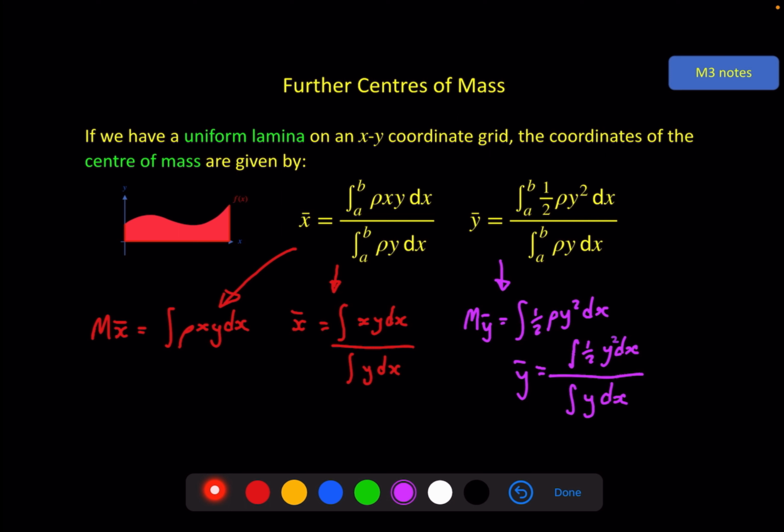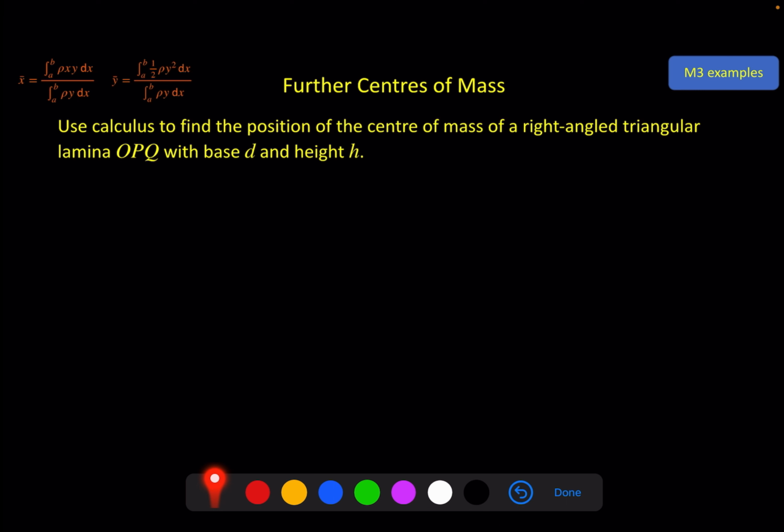There are 6 examples in the textbook. I'm going to go through each one of them to try and emphasize that point. First example here: use calculus to find the position of the center of mass of a right-angled triangular lamina OPQ with base D and height H. First of all, let me put that on a grid. The base is D and the height is H, and it's coming out from the origin, O. So this is point P and this is point Q.